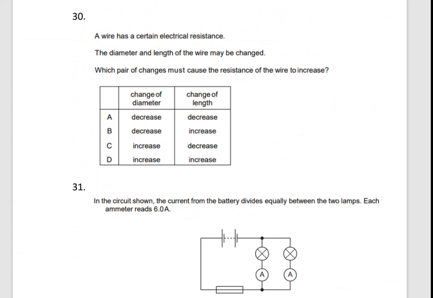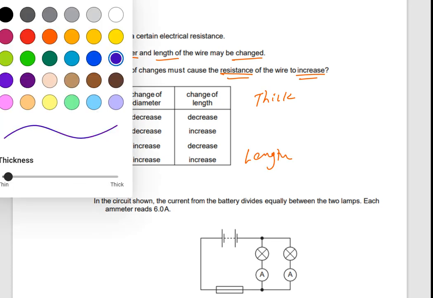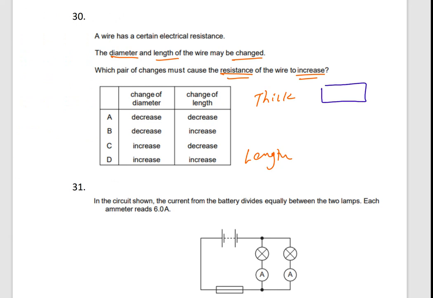Okay, a wire has a certain electrical resistance, and the diameter and the length are changed. Which pair of changes must cause the resistance of the wire to increase? Let's talk about thickness and length. If the wire is thicker, let's assume two wires, one is thick and the other one is thin. Which wire would cause more resistance? It would be the thin wire that would cause more resistance.